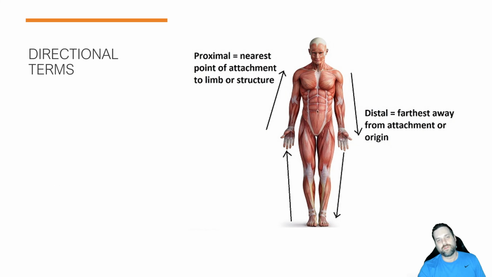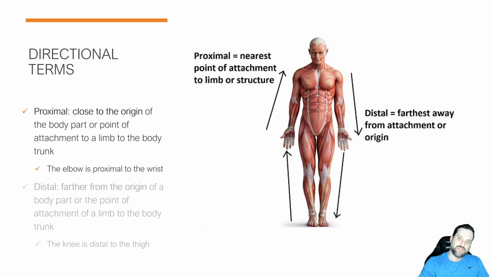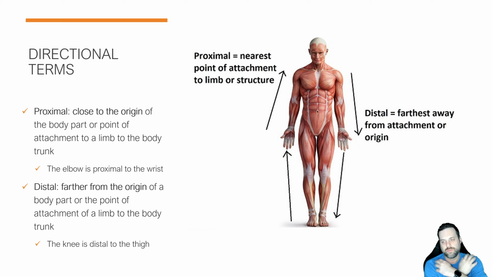We got a couple more directional terms here, and then I'm going to quiz you, and that'll be it for this video. So proximal and distal. This one kind of trips a lot of my students up, so I'm going to try to think of the easiest way to put this. Proximal, think of proximity to the body trunk. Proximal is the closest thing or nearest to the point of attachment to the main body trunk.